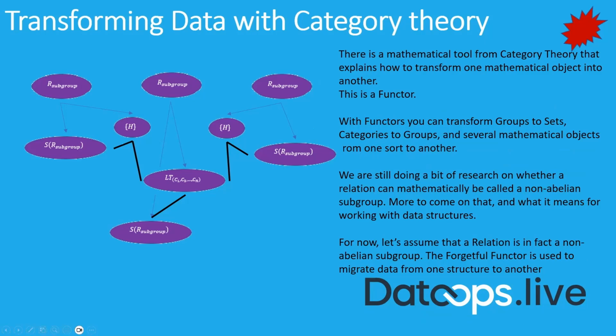In our world, this is known as an ELT process. This is an ELT map. In mathematical terms, these are functors transforming subgroups into either sets or other subgroups.